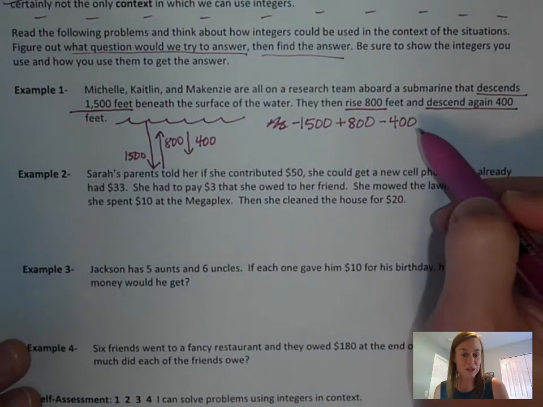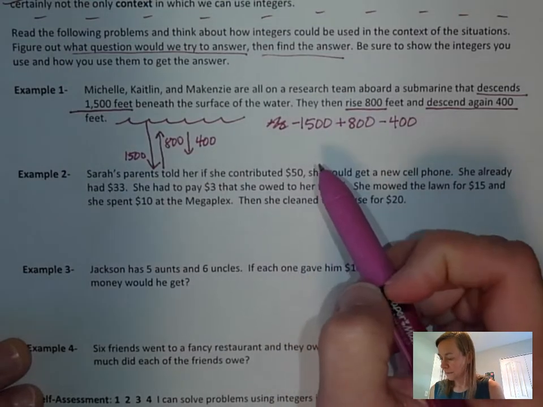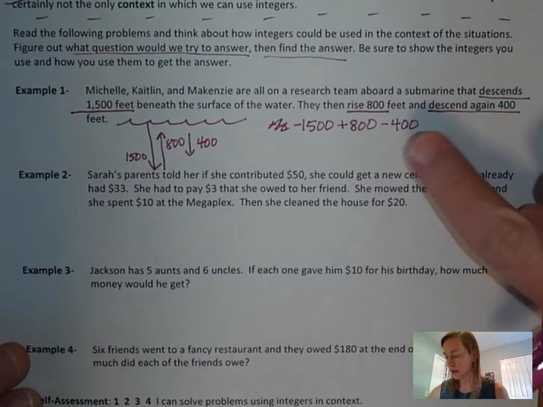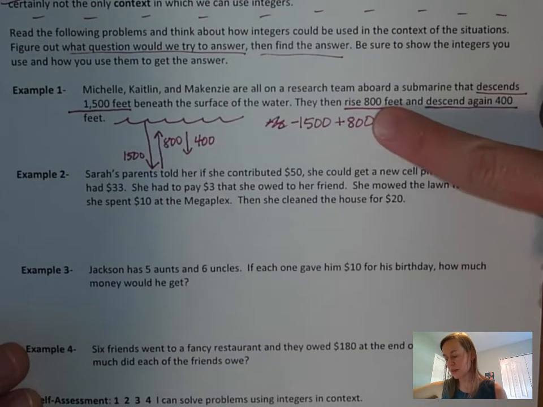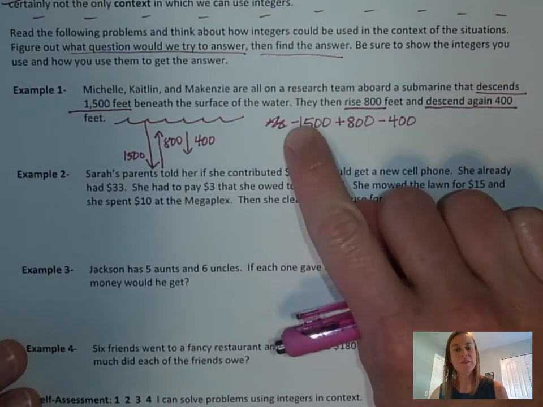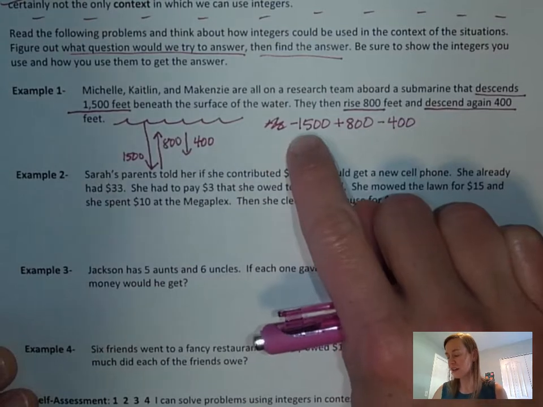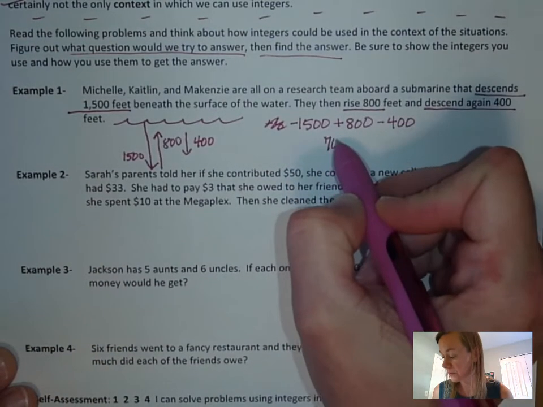Okay, now we just have to solve. So, negative 1,500 plus 800. We're going to just ignore the minus 400 part for now. We're just going to handle these two numbers. So first of all, do they have the same signs or different signs? They have different signs, which means we have to subtract them. Now 1,500 minus 800 is going to give us 700.